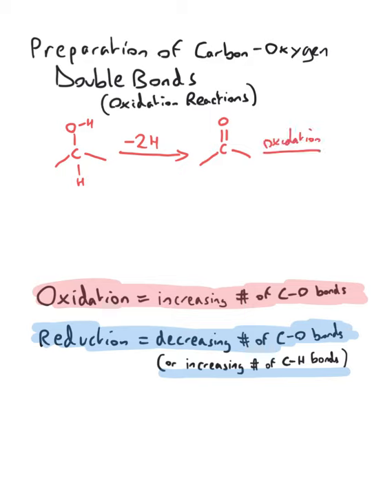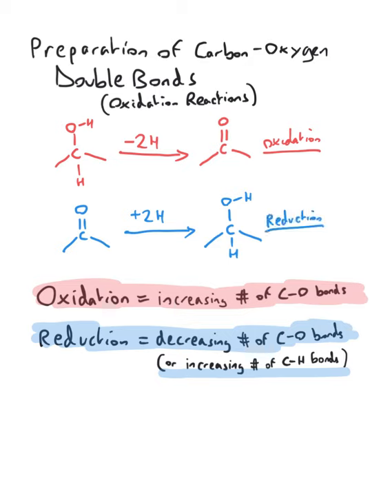Whilst if we have a carbonyl and we add two hydrogens to it, we end up with a carbon with only one bond to oxygen. Therefore, it is a reduction. Pretty much any alcohol can be oxidized, and most carbonyls can be reduced to give you alcohols. But we'll focus on the oxidation, as this is an elimination reaction to form a carbon-oxygen double bond.